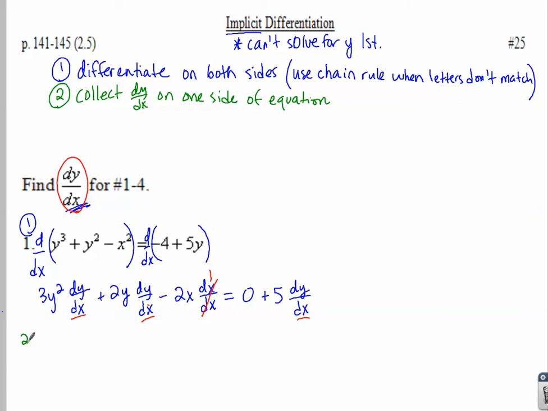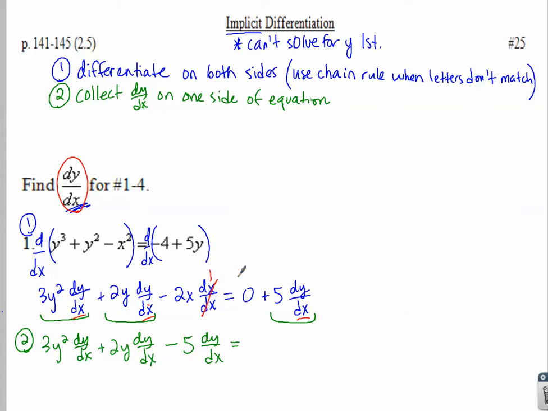So here's step 2. I already have this one, and this one, and this one I need to bring over. This one's not a dy/dx, so let's send it to the other side. 3y squared dy/dx plus 2y dy/dx minus, because I have to subtract this to the other side, 5 dy/dx. This 2x was not a dy/dx, so I'm going to add it to the other side, send this guy over there, 2x. 0, I don't need to write.